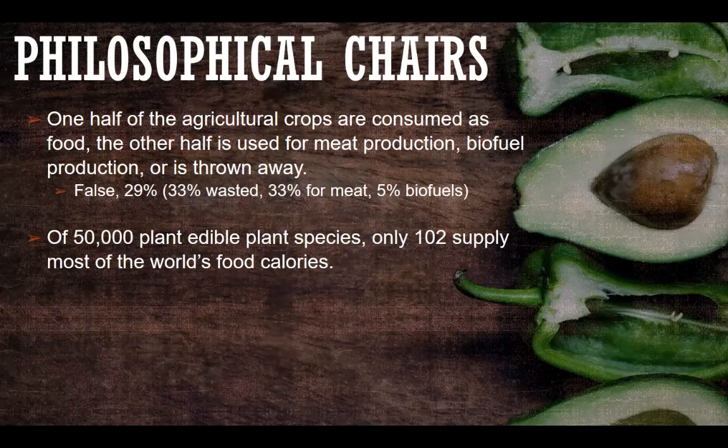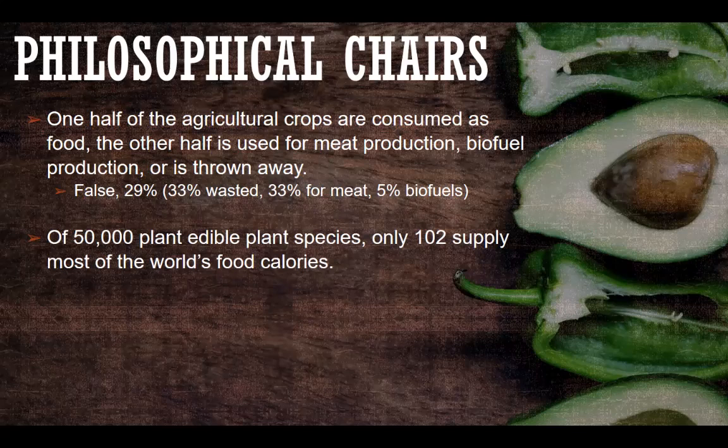So of 50,000 plant edible species, only 102 supply most of the world's food calories. Okay. We have identified about 50,000 edible plant species. And of those 50,000, we only really eat about 102 of them to provide most of our calories. So, again, true or false, and why?